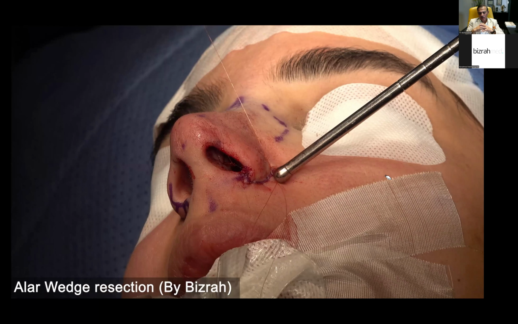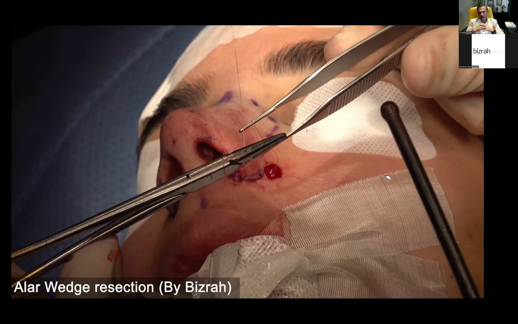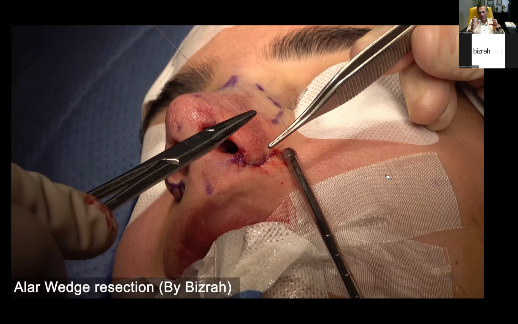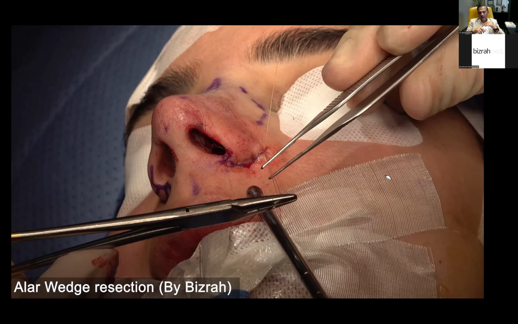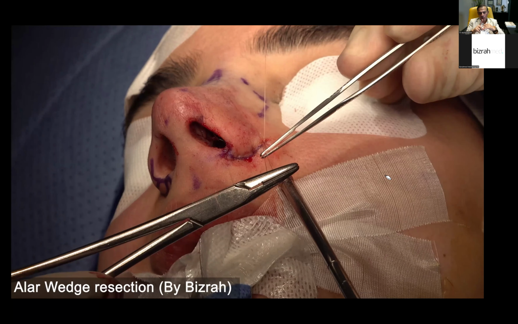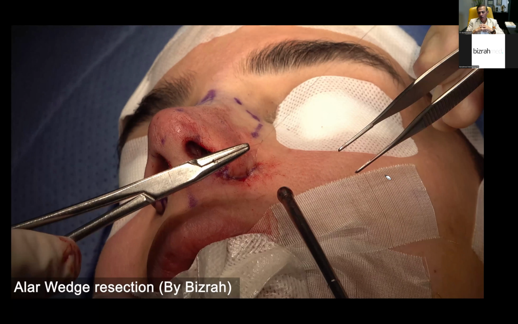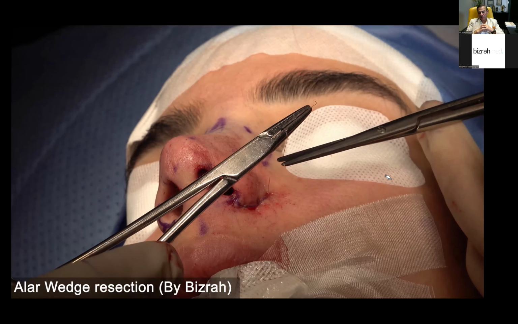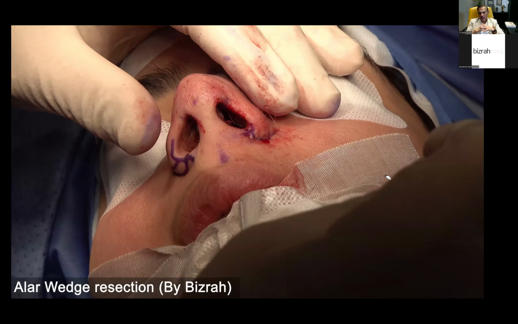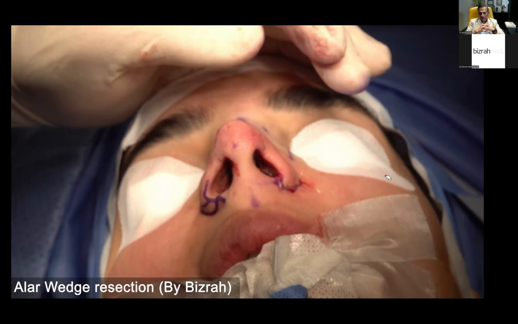So this procedure actually is the full open approach, obtaining septal graft and full tiplasty, as you have seen, the overlay technique, septocolumellar suture and alar wedge resection. The total time was almost 35 minutes, only 35 minutes, the total time of this procedure.